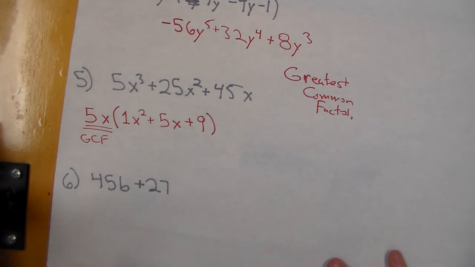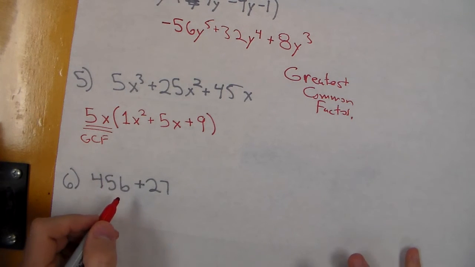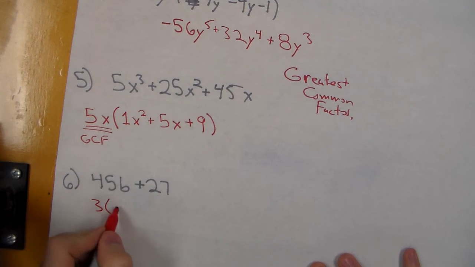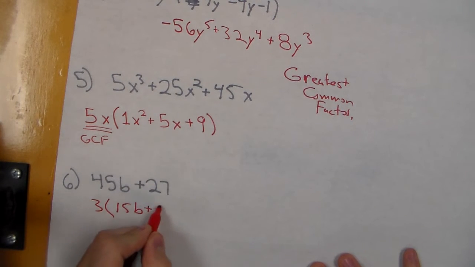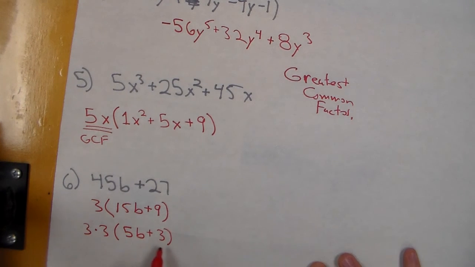Now we have something like 45b plus 27. I look here, 45 and 27, let's try 3 first. Let's take a 3 out. If I did that, I'm left with 15b plus 9. Now, 15 and 9 still have a common factor between them. I could take another 3 out. So if I took another 3 out of it, now I'm left with 5b plus 3, and it's reduced down enough.